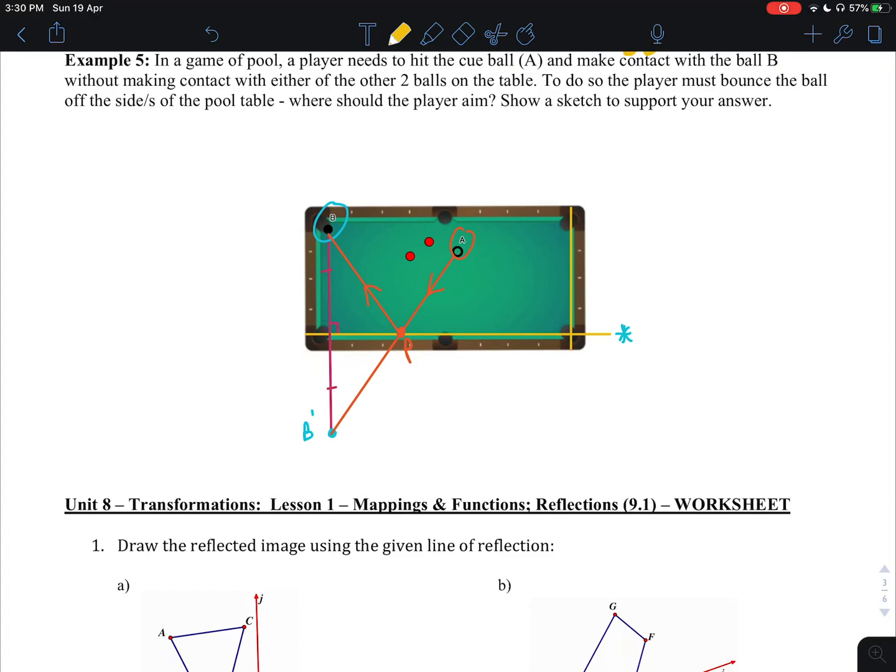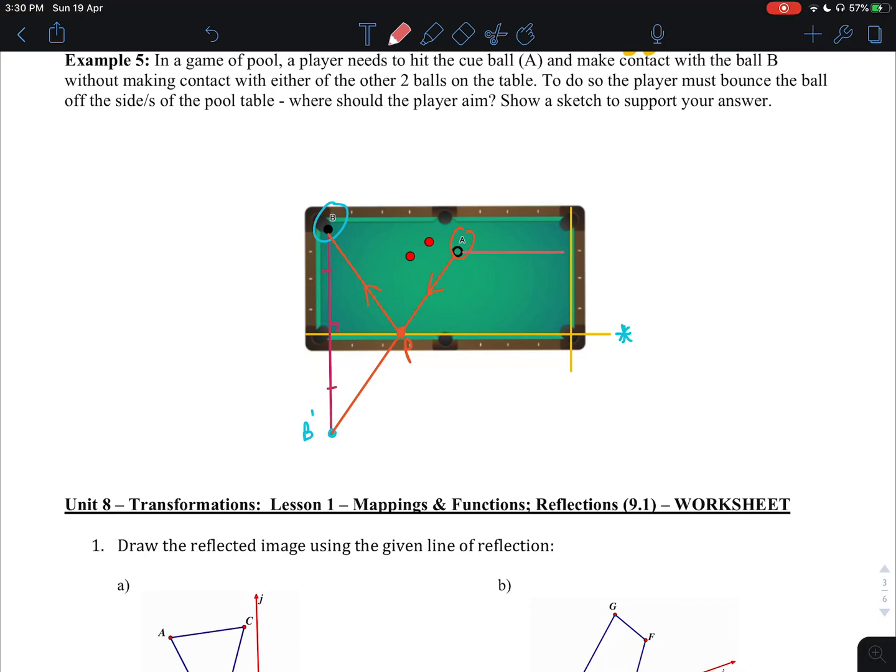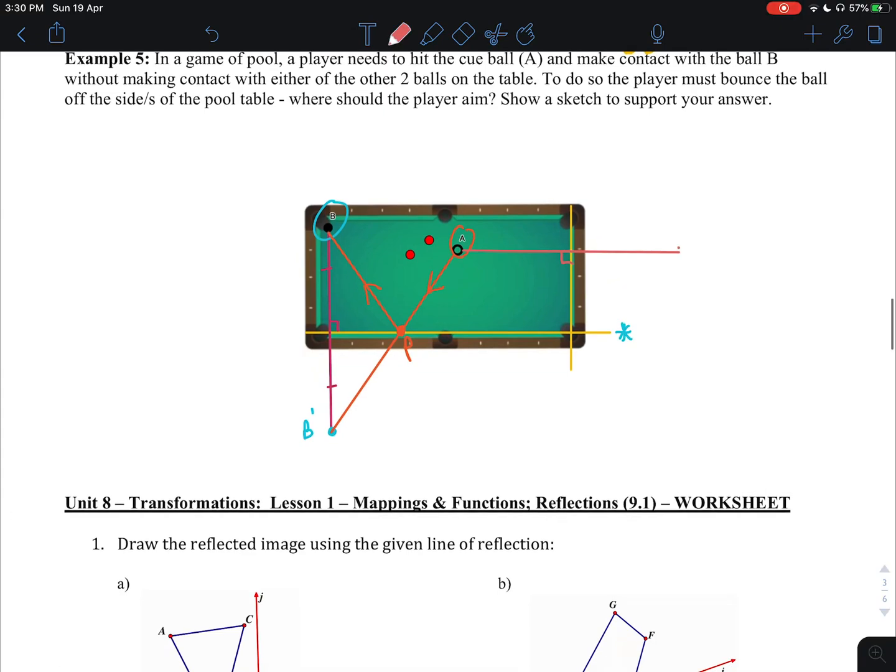I'm going to put in another line of reflection here. This would be if I were bouncing the ball off that side. I'm going to reflect my cue ball over there. Let me get this as accurately as possible. I'm looking for a 90-degree angle, and I'm looking to copy the length of that segment. Paste that over here. That is essentially a reflection of A, so that's going to be A prime, and then I'm going to join B prime to A prime.